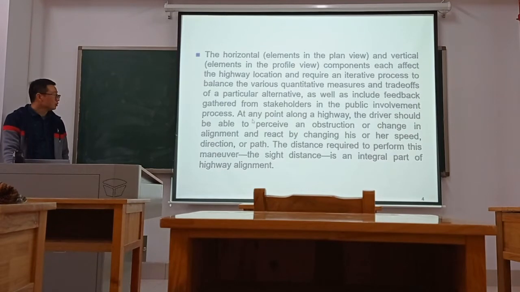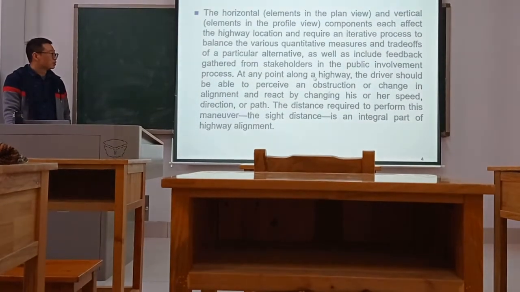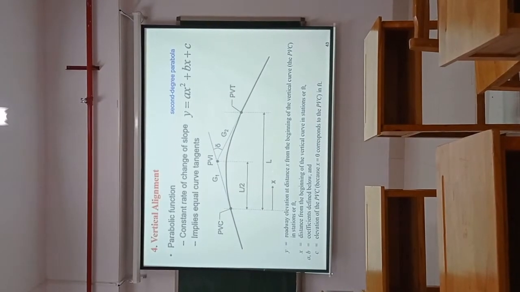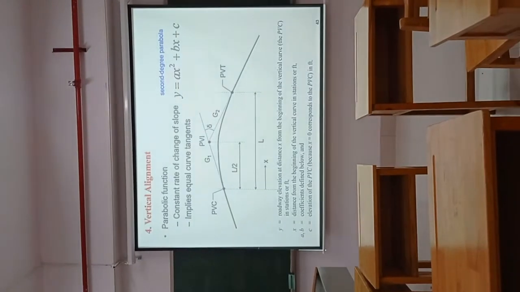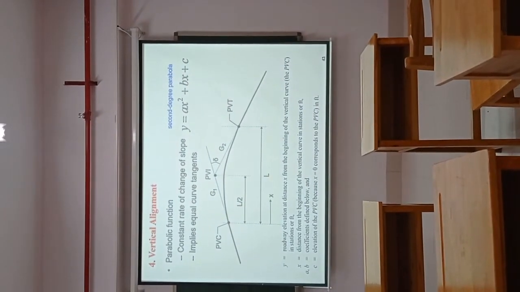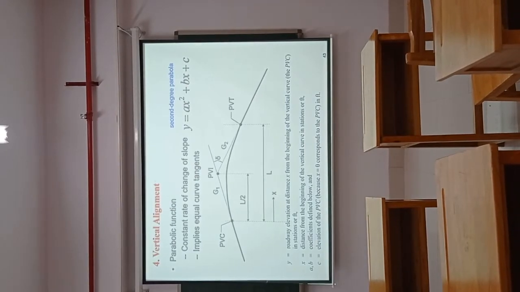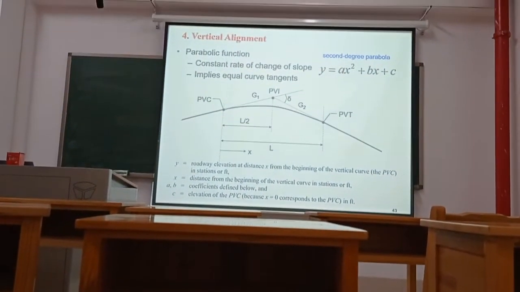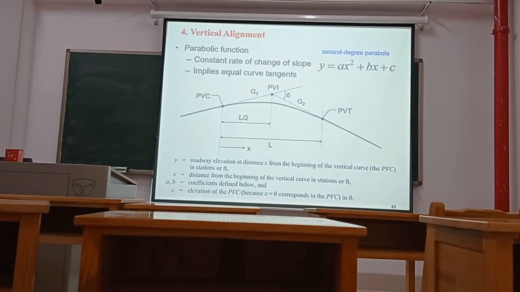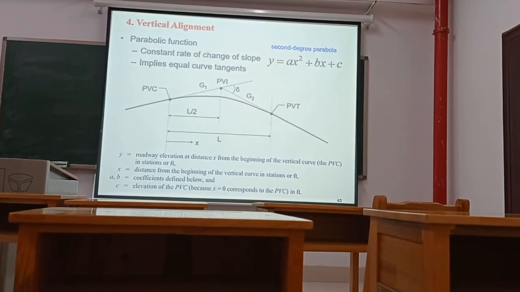So, at any point along the highway, the driver X is the distance from the beginning of the vertical curve in feet, and A, B, and C are coefficients defined below. Just the parameters we should determine according to actual considerations.